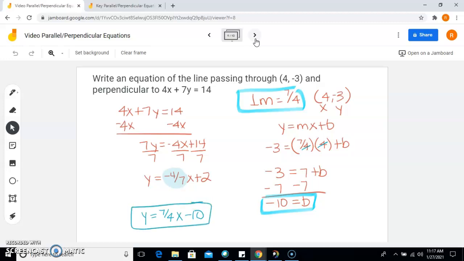So the most important things are to read. Are you finding the parallel slope, which means it will be the same, or the perpendicular, which is the opposite reciprocal, using y equals mx plus b to plug them in.